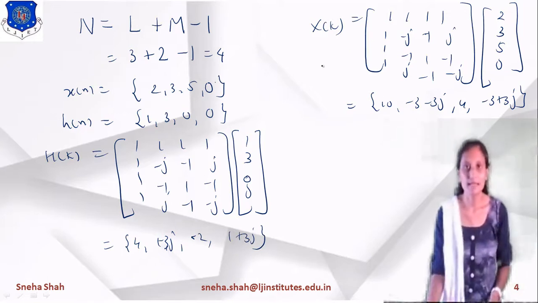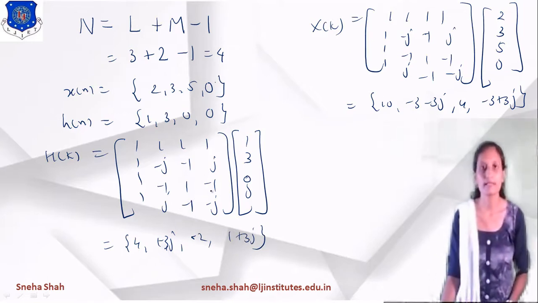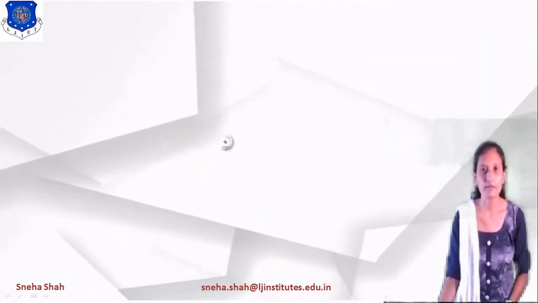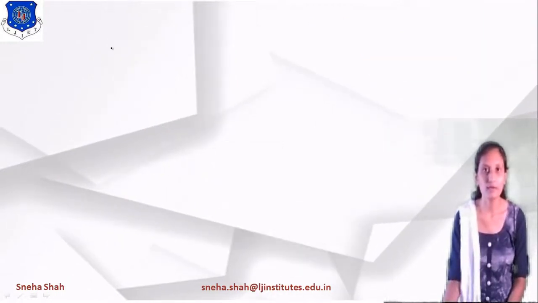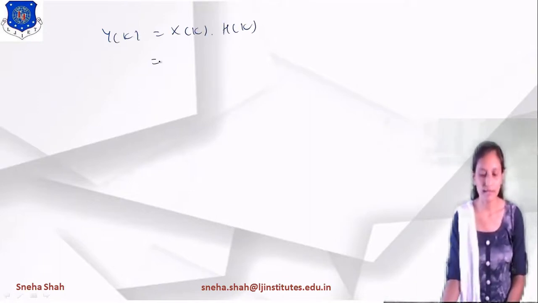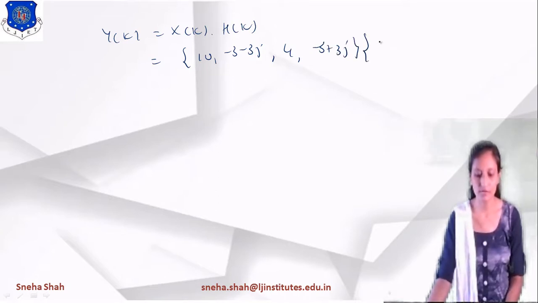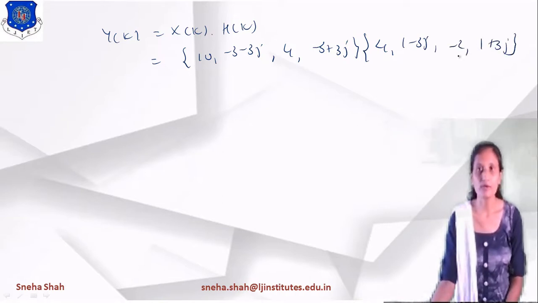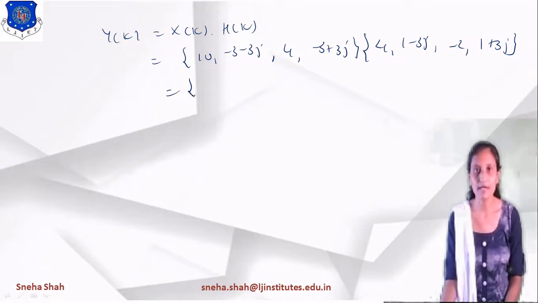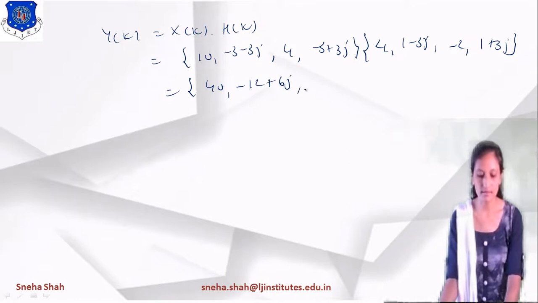Now we will multiply X of k with H of k to get the answer Y of k. So what will be the value of Y of k? Y of k equals X of k multiplied with H of k. The value of X of k is 10, minus 3 minus 3j, 4, minus 3 plus 3j, right? And the value of H of k is 4, 1 minus 3j, minus 2, 1 plus 3j. Now if I multiply these element by element, the first term will be 10 into 4, which means 40. Likewise I find all the other terms, and the answer will be like this.